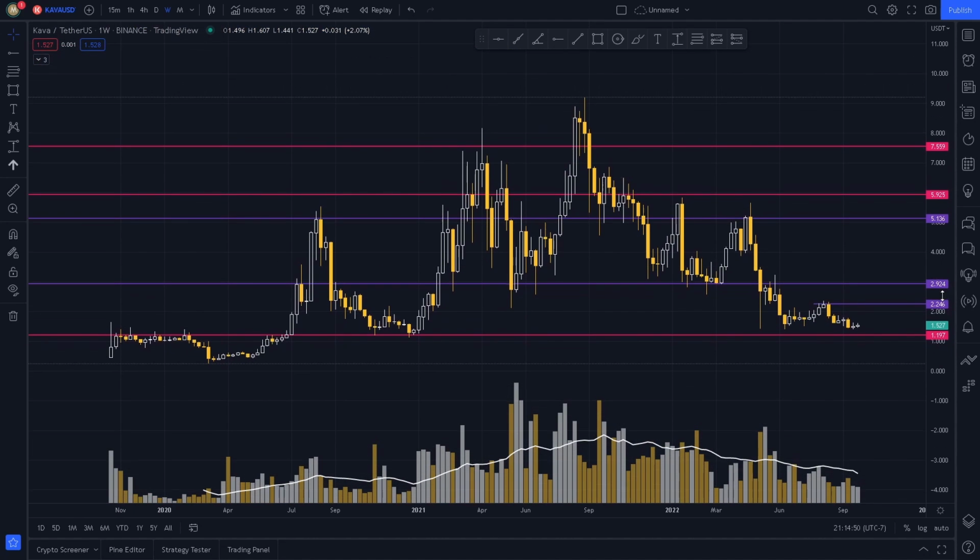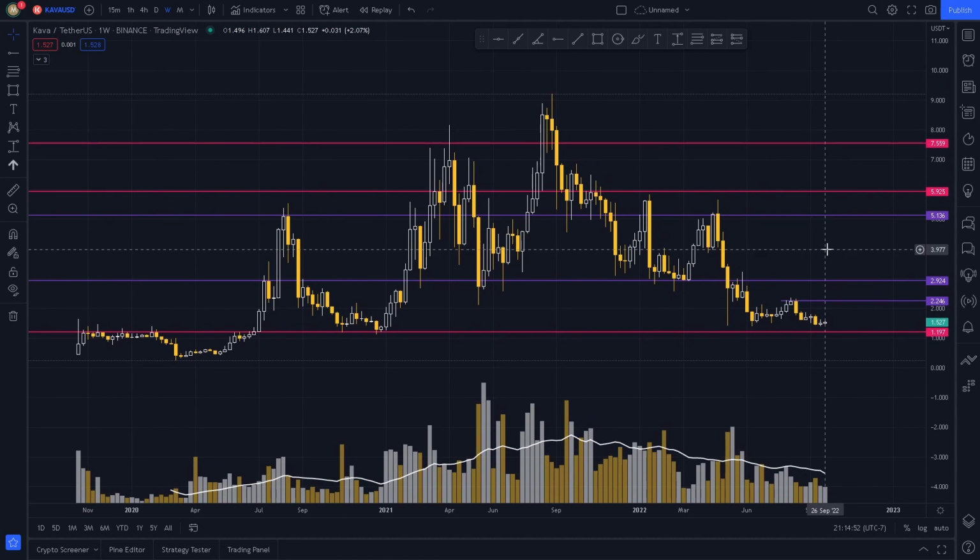So let's zoom out and look at our chart. Everything looks a lot more structured and it looks very clean. So now we have an understanding of the key levels on KAVA.